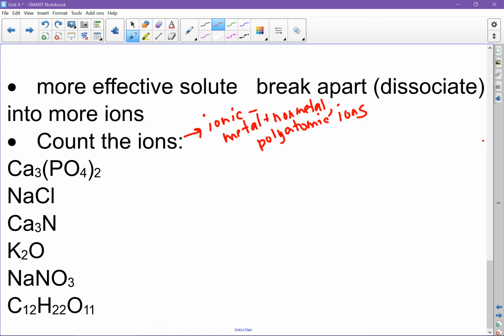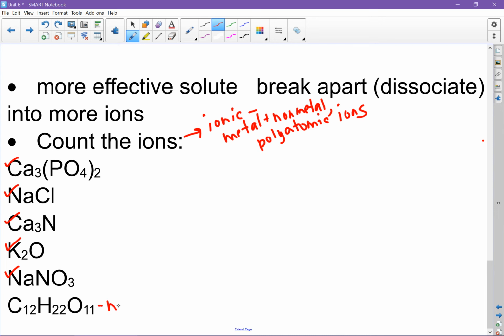This one is ionic because calcium is a metal and we have a polyatomic ion. This one is also ionic because sodium is a metal and chlorine is a nonmetal. This one is ionic because we have a metal, calcium, and a nonmetal, nitrogen. This one is ionic because we have a metal, potassium, and oxygen, a nonmetal. This one is ionic because it has sodium, a metal, and NO3 is a polyatomic ion.